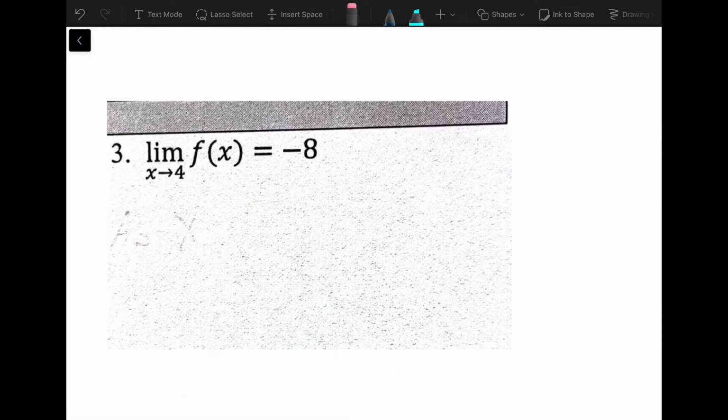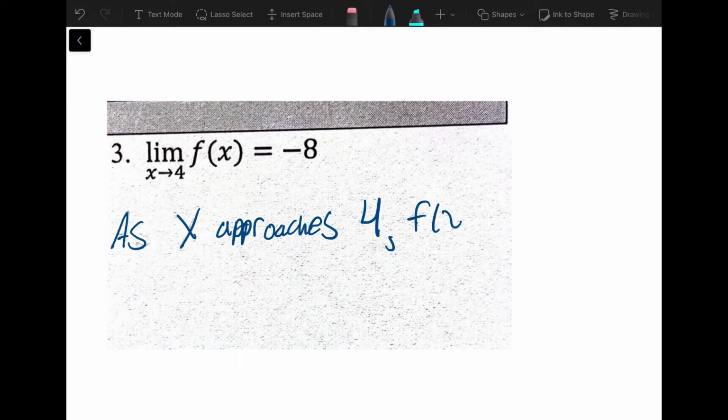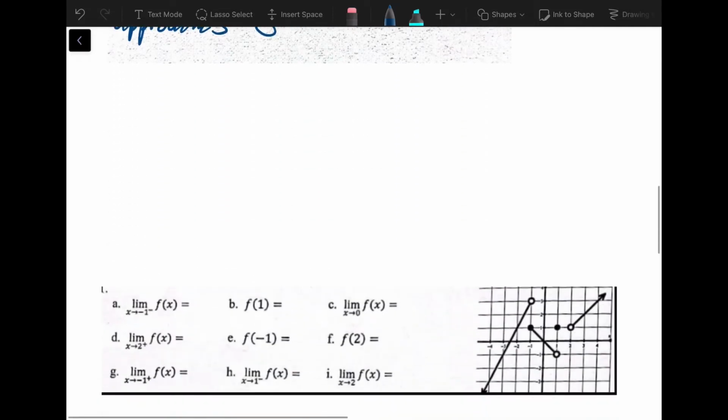So this example is pretty much just asking us how we would express this equation. It states that you read this as x approaches 4, f of x approaches -8, sorry. And that's the way you would express that verbally. All right, let's continue going.